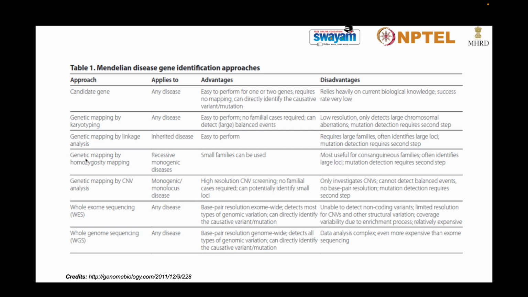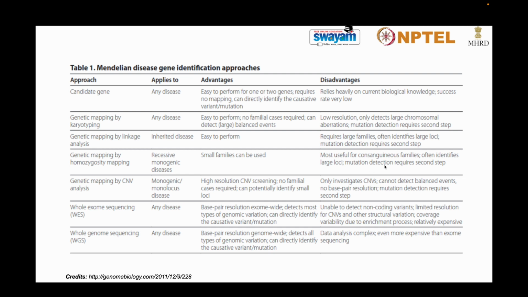Now comes another approach, that is genetic mapping by homozygosity mapping. This is generally applied to recessive monogenic diseases, that is, diseases that are recessive in nature. The advantage is that small families can be used, but the disadvantage of this approach is that it is most useful for consanguineous families. Consanguineous families are ones where cousin marriages happen. It often identifies large loci, and mutation detection again requires a second step.